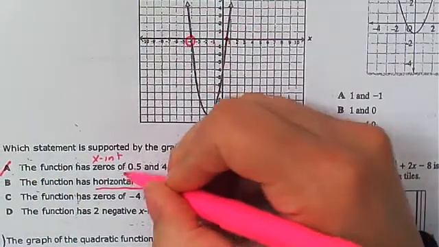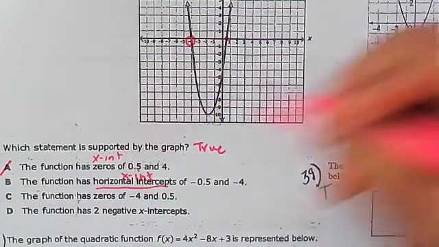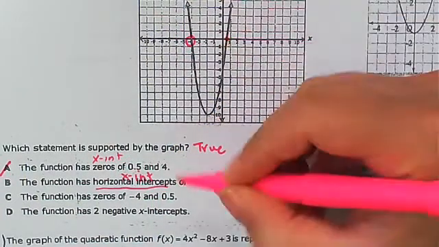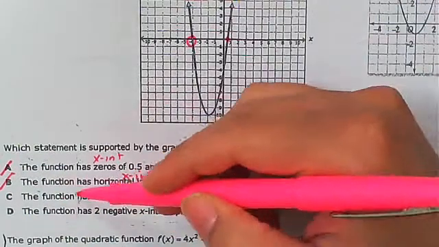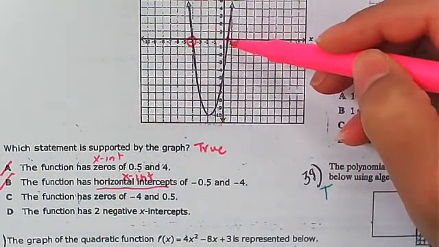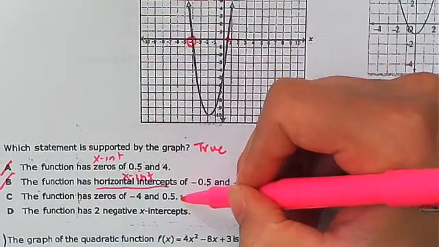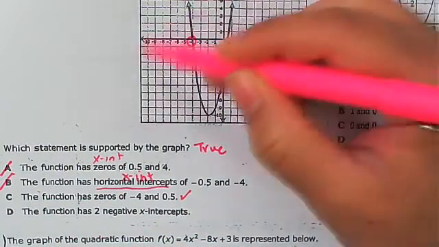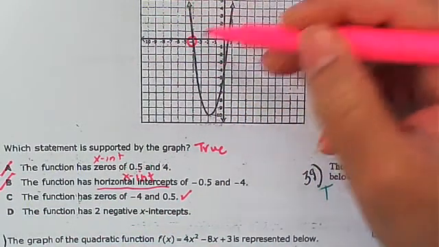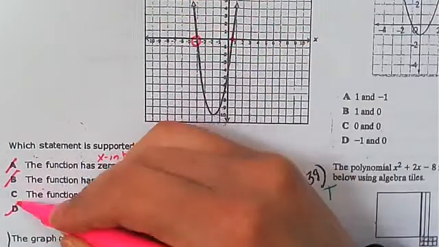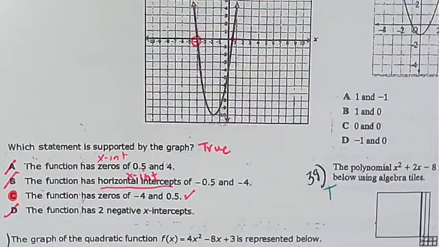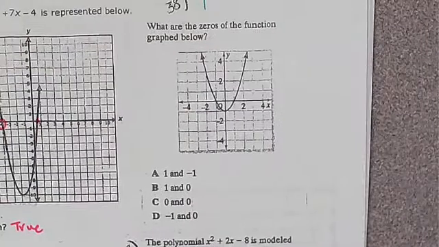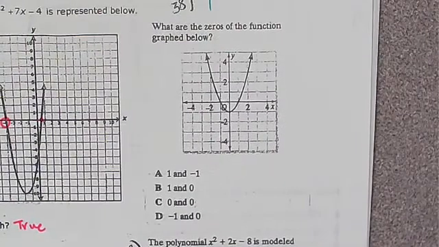The function has horizontal intercepts. Horizontal's this way. Intercepts. They're still talking about the x-intercepts. They just made it sound fancy. Is it -1/2? No, the 1/2 is on the positive side. The function has 0, -4, and 1/2. Yes. The function has 2 negative x-intercepts. Do both land over here on the negative side? No, one's on the positive, one's on the negative. So your answer is C.